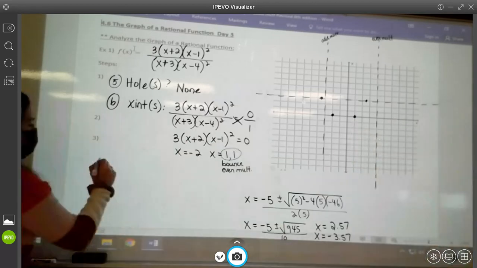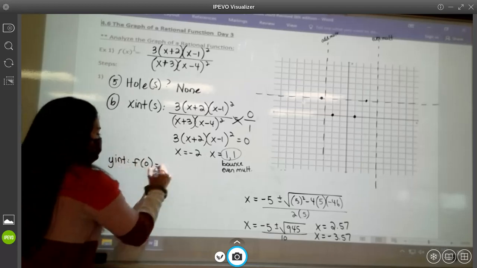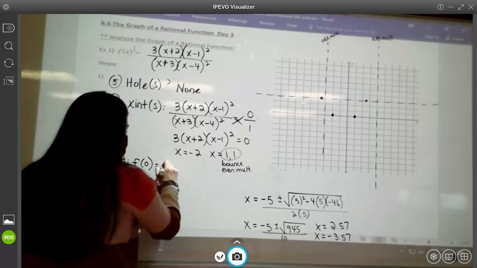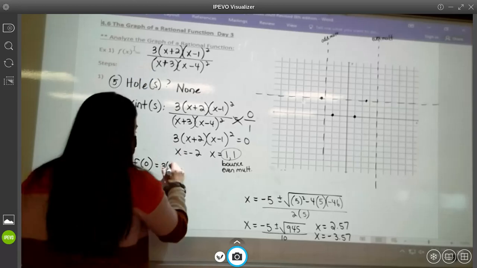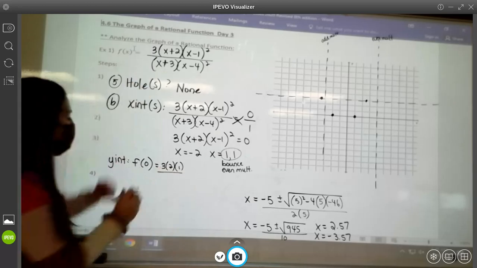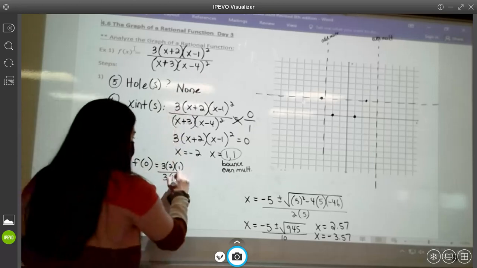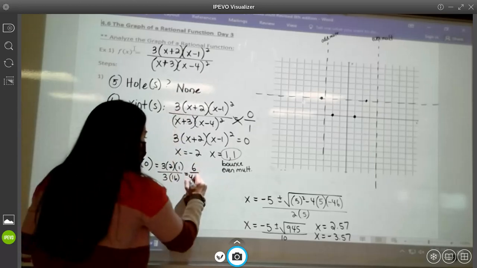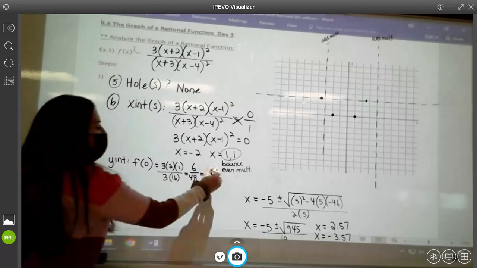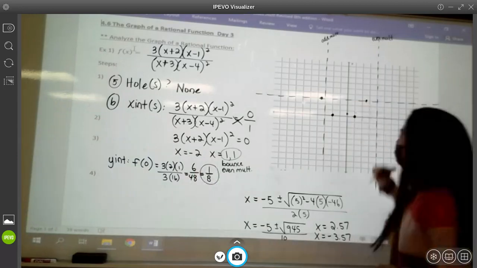All right, let's get the y-intercept. We got to plug 0 in and see what number comes out. So if I do that, that'll be 3 times 0 plus 2 is 2, times 0 minus 1 squared is 1, over 0 plus 3 is 3, and 0 minus 4 is -4, square it is 16. So you end up with 6 over 48, which is 1/8. So you have a y-intercept at 1/8, which is like just barely above the x-axis.